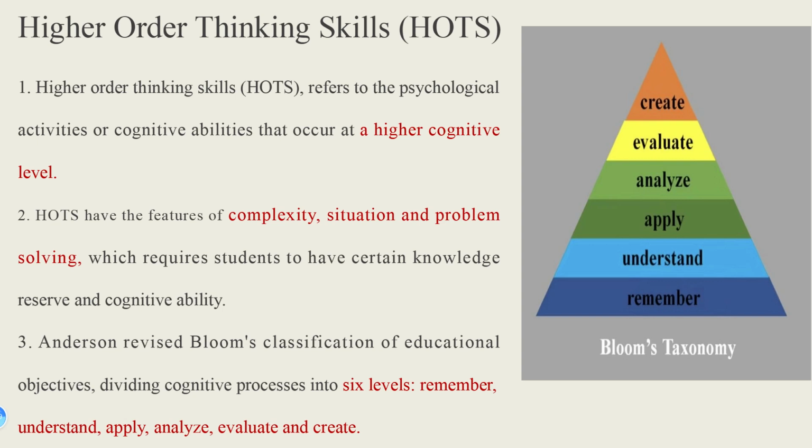Higher order thinking skills refers to the psychological activities or cognitive abilities that occur at a higher cognitive level. HOTS have the features of capacity, situation, and problem solving, which requires students to have certain knowledge reserve and cognitive ability. Anderson revised Bloom's classification of educational objectives, dividing the cognitive process into 6 levels: remember, understand, apply, analyze, evaluate, and create.